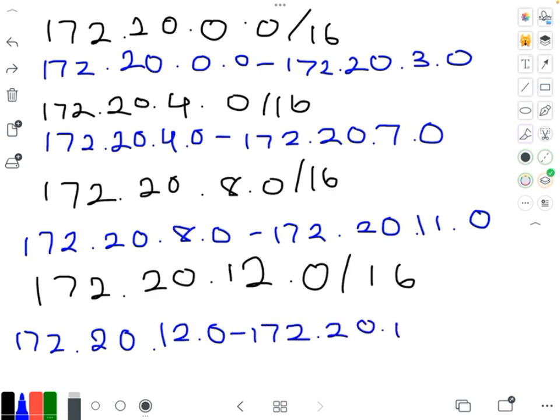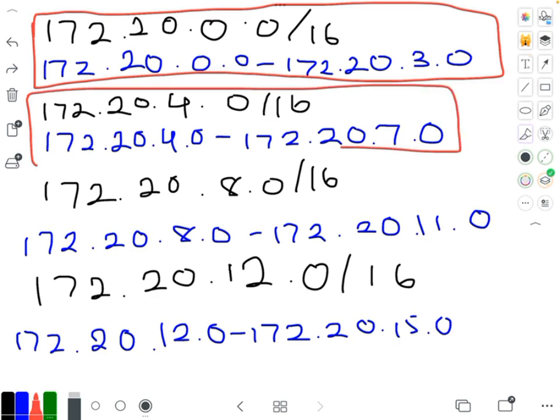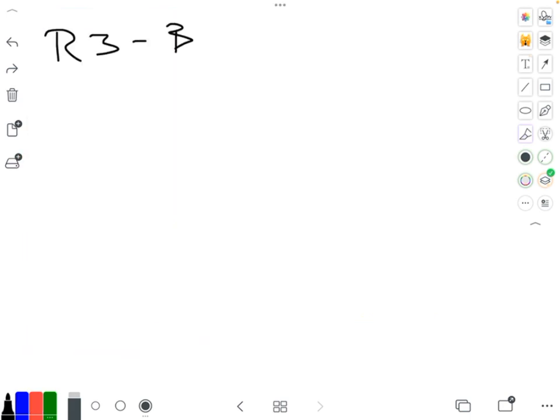172.20.12.0 to 172.20.15.0. There you have it. We have subnet number 1 with the hosts. We have subnet number 2, 3, and R3.